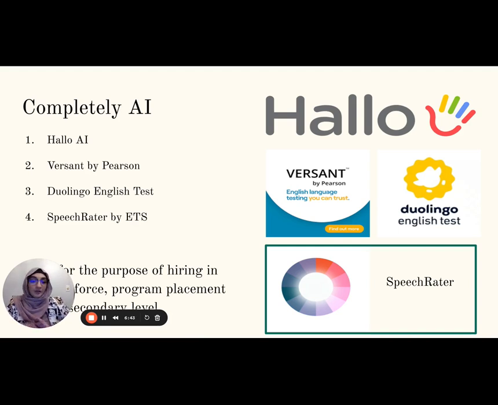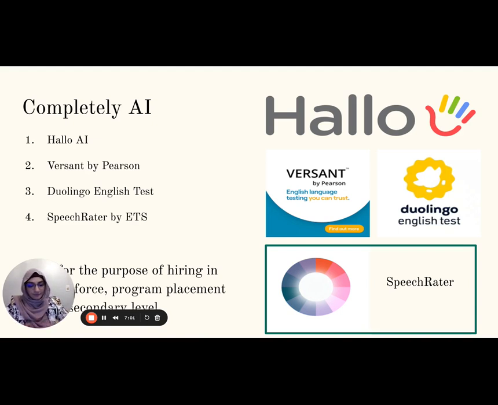The tools that are completely AI are Hallo AI, Versant by Pearson, Duolingo English Test, and SpeechRater by ETS. And these are designed for the purpose of hiring in the workforce and also program placement at the post-secondary level.